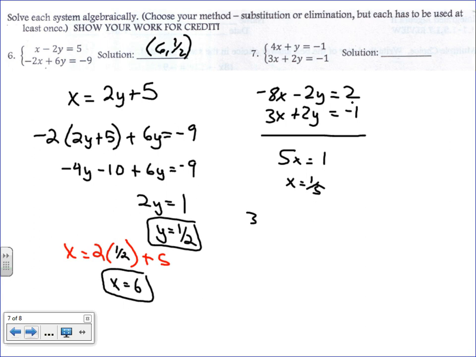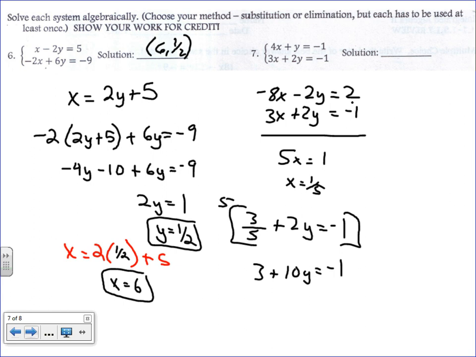Now, some terrible looking answers here. So 3 times a fifth is 3/5 plus 2y equals negative 1. How would you solve the problem 3/5 plus 2y equals negative 1? How would you get rid of that 3/5? Nobody? You can multiply by 5. 5 is the common denominator, so if I multiply each one of these terms by 5, now I don't have a fraction. So 10y equals negative 8. Y is negative 8/10.